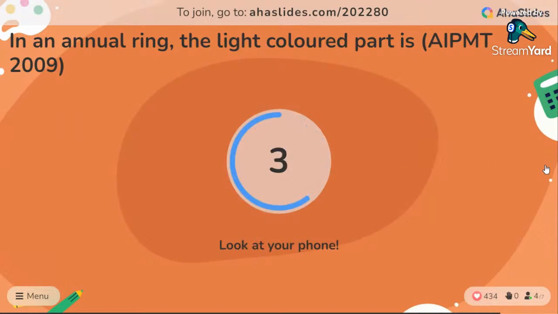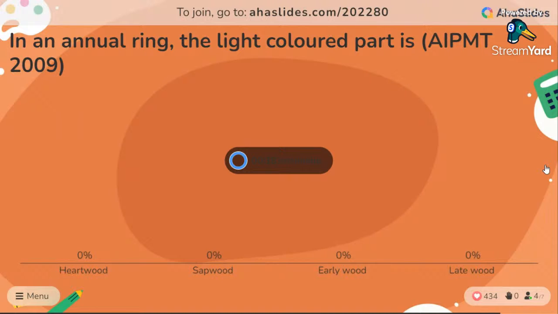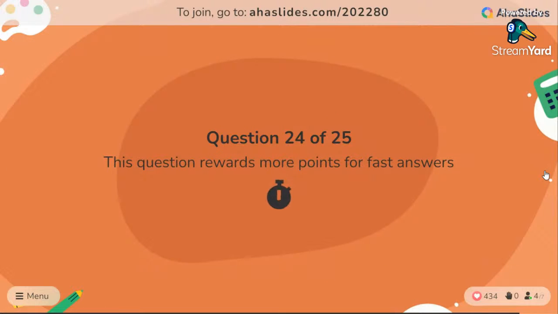In an annual ring, the light-colored part is AIPMT 2009. Heartwood, sapwood, early wood, late wood. You know the other terms for early wood as spring wood and late wood as autumn wood, right? Yes, let's have the correct answer on the screen. Very good. It is the early wood or the spring wood that develops during the spring season. Let's have the question number 24 on your screens.